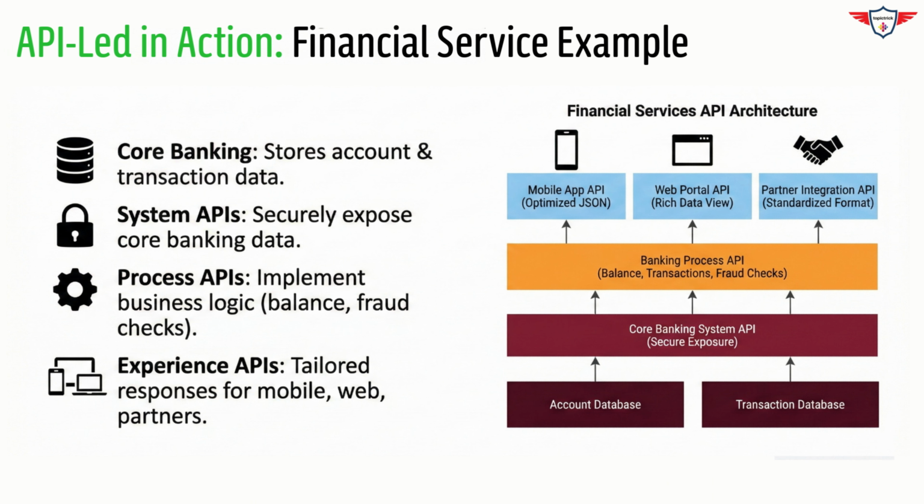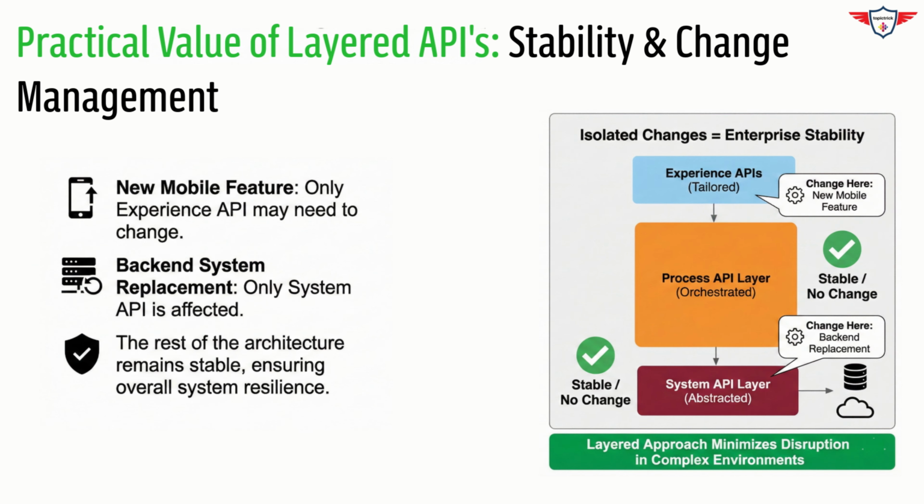A real enterprise example illustrates this model in practice. Consider a financial services organization offering online banking, mobile apps, and partner integrations. Core banking systems store account and transaction data. System APIs expose these systems securely and consistently. Process APIs implement business logic such as balance calculations, transaction categorization, and fraud checks. Then Experience APIs deliver tailored responses for mobile devices, web portals, and third-party partners, each with different performance and data requirements. When a new mobile feature is introduced, only the Experience API might need to change.